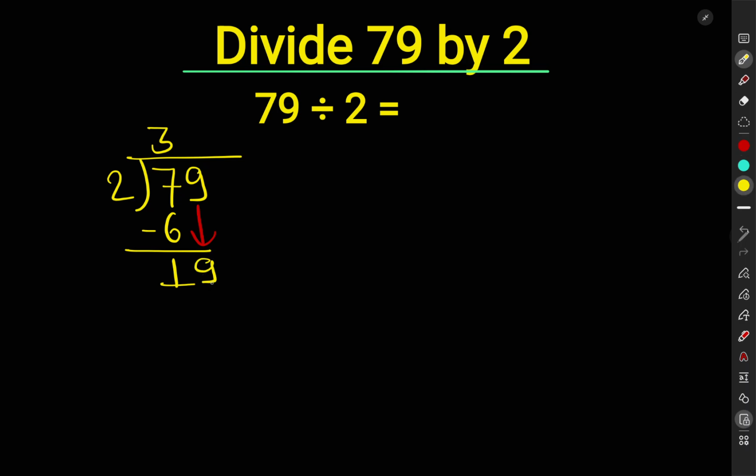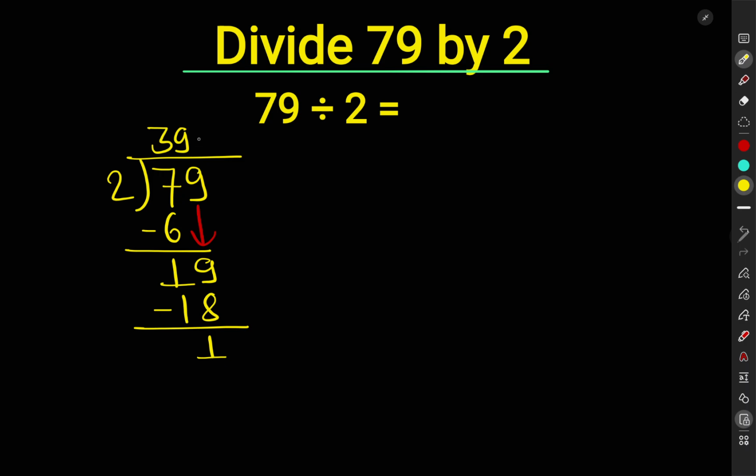So now it became 19. So 2 times 9 means 18. On subtracting we get 1. So again this 1 is less than 2 and there is no other number beside.